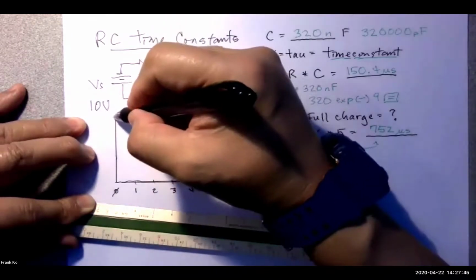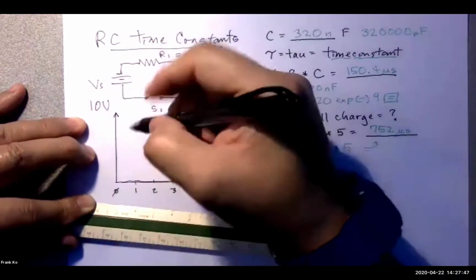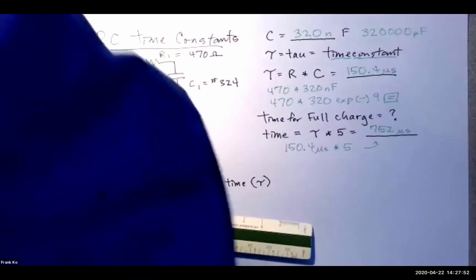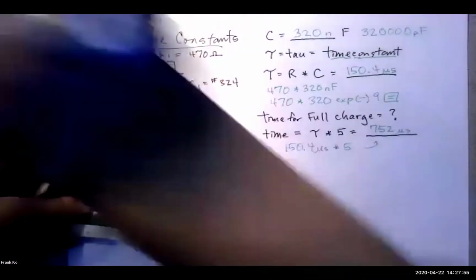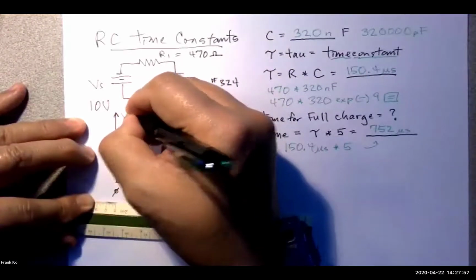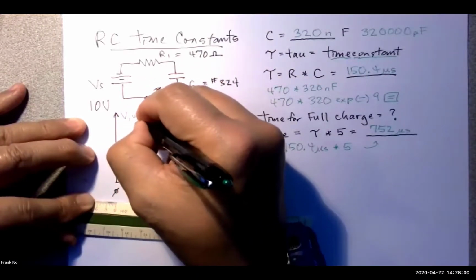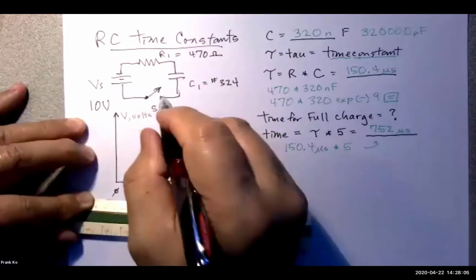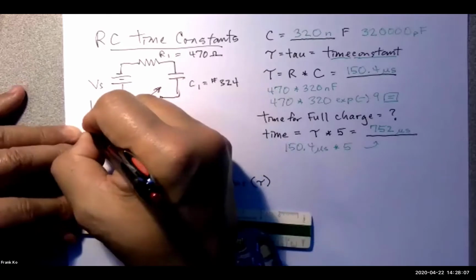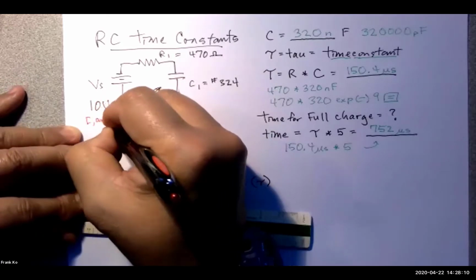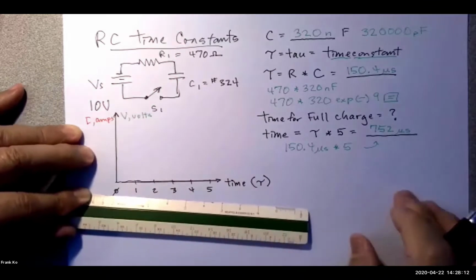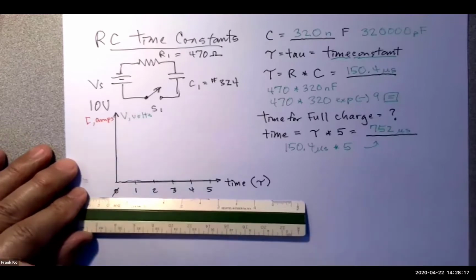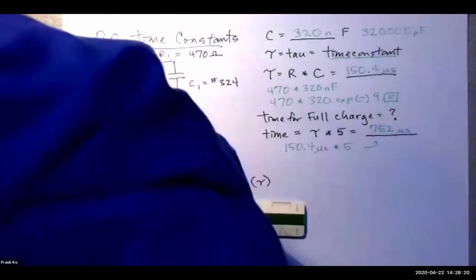This axis here represents two things. It will represent V for volts, and it will also represent I in amps. It'll represent voltage and current, okay? And so let's see what happens with this.